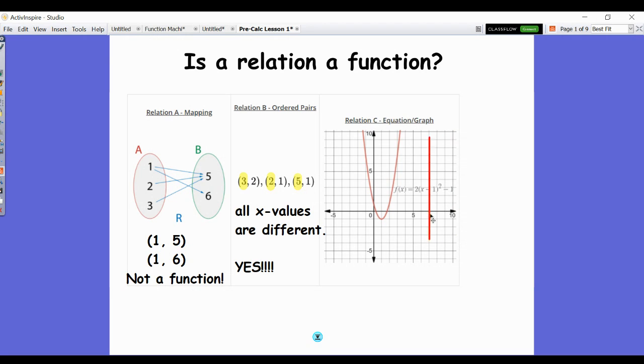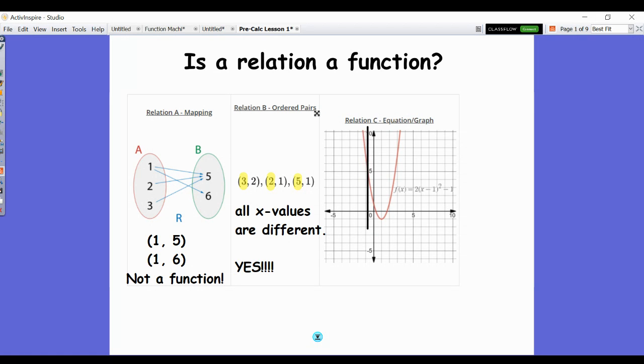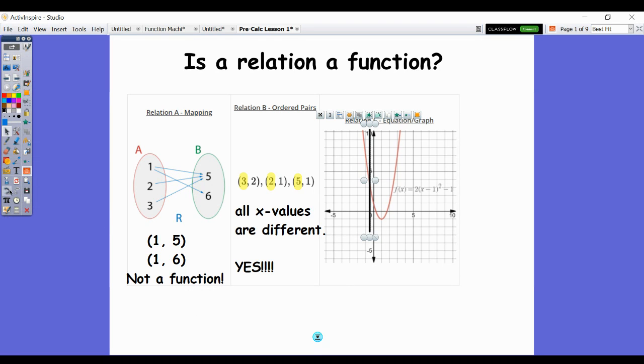So here I've got myself a vertical line. And I'm going to change the color just because I want to emphasize. So let's change it to a black line. So if I slide this vertical line, no matter what I do, that vertical line is only intersecting my graph exactly one time. So intersecting exactly one time means that every single x value is completely different.